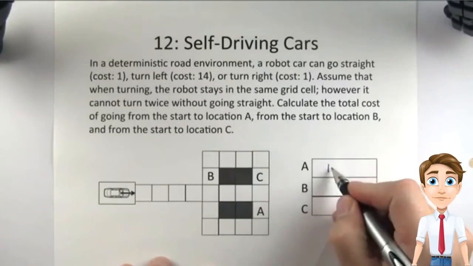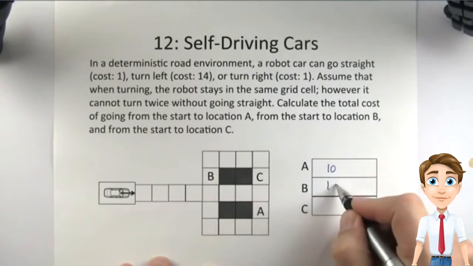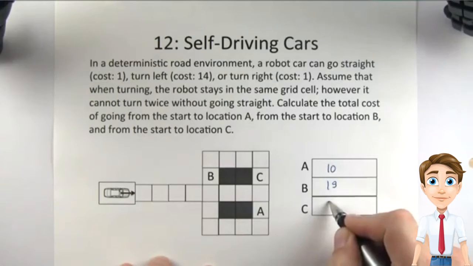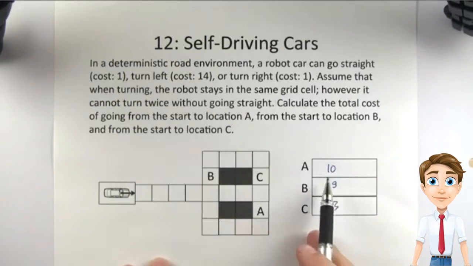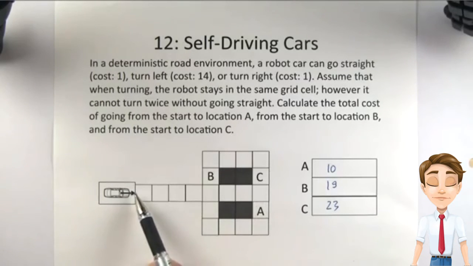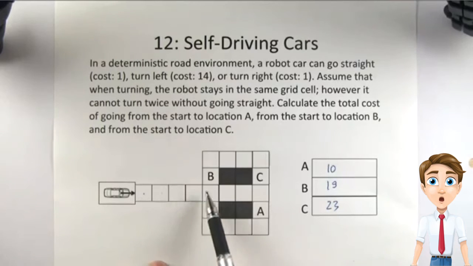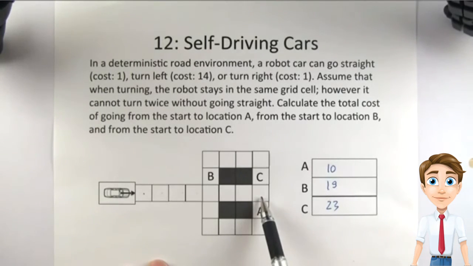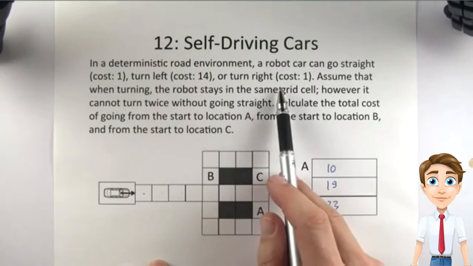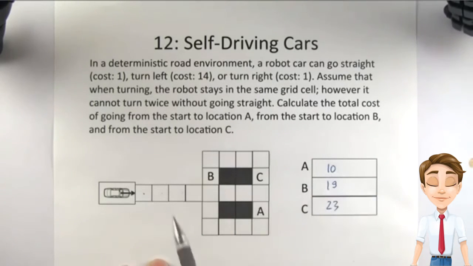And the answers are 10, 19, and 23. Let's look at A. We have to move 9 steps: 1, 2, 3, 4, 5, 6, 7, 8, 9. And over here we have to turn right, which costs us 1. So the total is going to be 10.